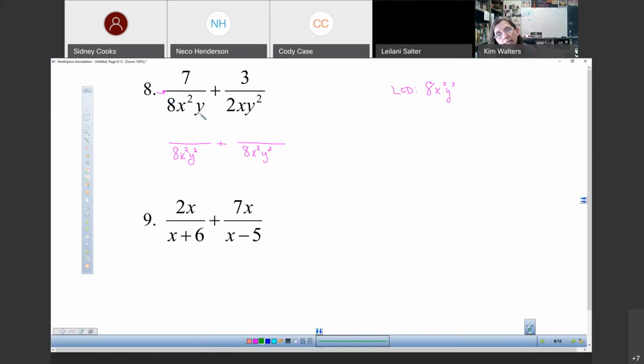What do I need? Notice this one has, I believe you. It's okay. We're gonna get through this. So this one has an 8x squared y, right? This one has an 8x squared y squared. Tell me what's different. Somebody tell me what's different in this denominator and this denominator. That might be a better question to ask. They're very similar, but the second one is different. Which variable is different? Let's try that.